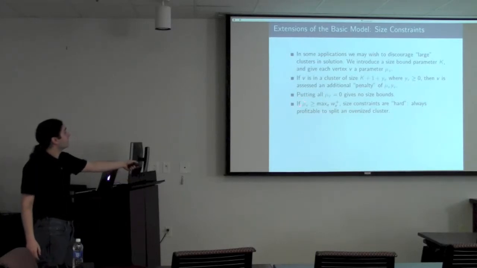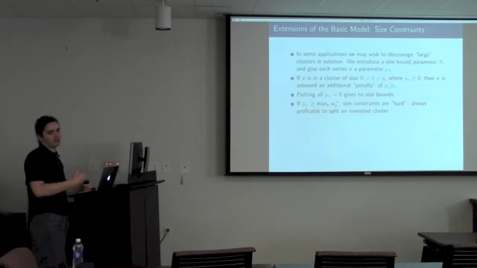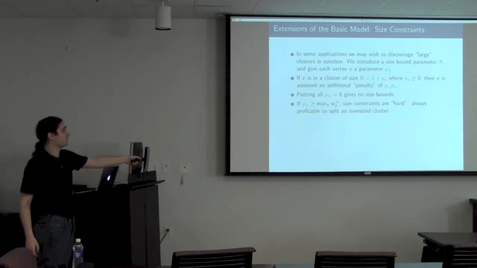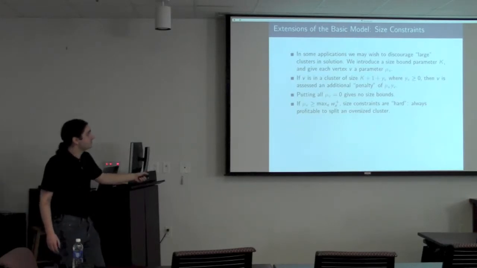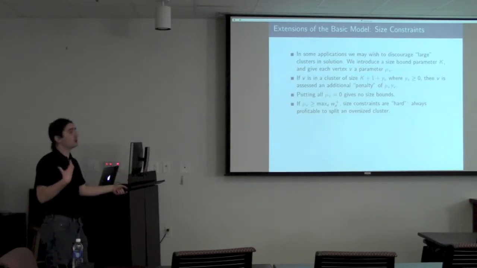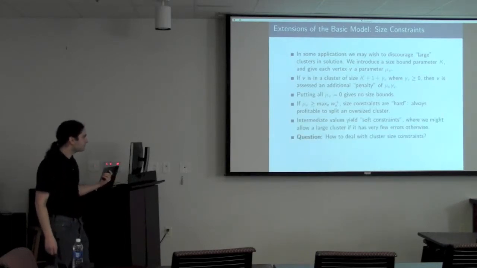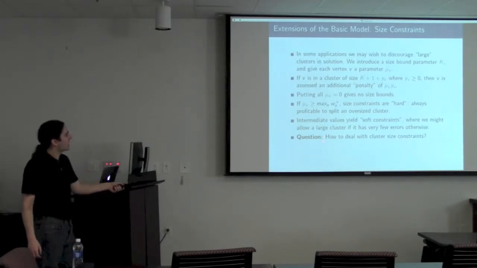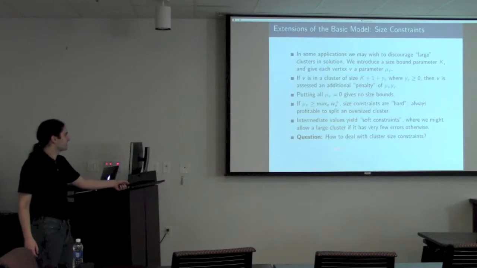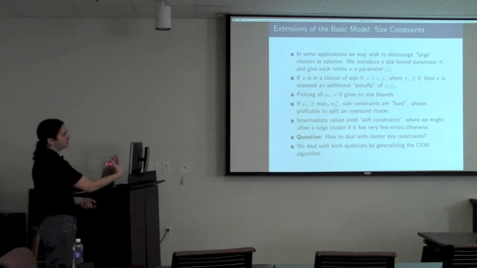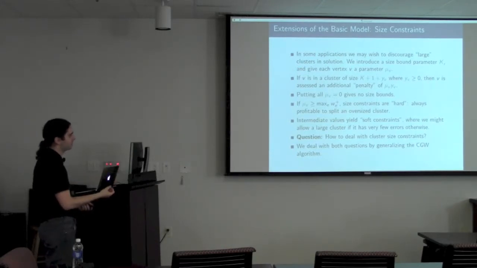On the flip side, if your mu sub v was really large, if it were bigger than all the positive weights, then it would always be profitable, if you had a cluster that was too big, to just split off singletons. You'll save so much in these penalties that you won't care about what you're paying in the positive edges. So this soft constraint model can model the case where you have an absolute bound on size. And it would be interesting to see how we can adapt existing algorithms to deal with those constraints. And it turns out you can deal with both questions at the same time without losing much power from the original model.